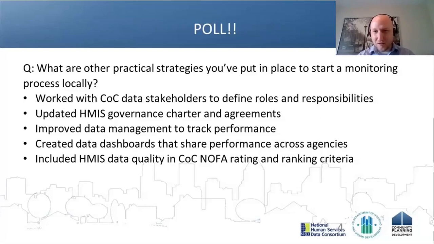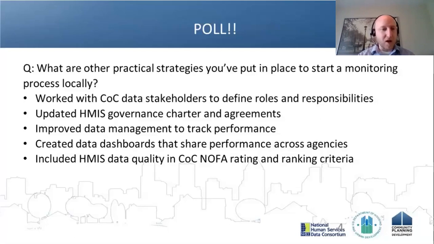Looks like the two most predominant responses are C and E, so improved data management to track performance. I think that's really great, awesome to hear. We'll try to get into some more detail throughout the course of this session, but that's obviously a great way to hold folks accountable for the data that's coming into HMIS.